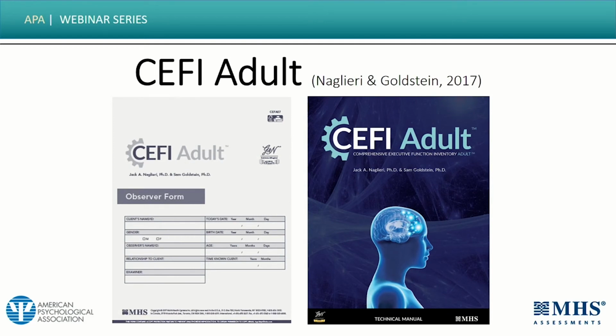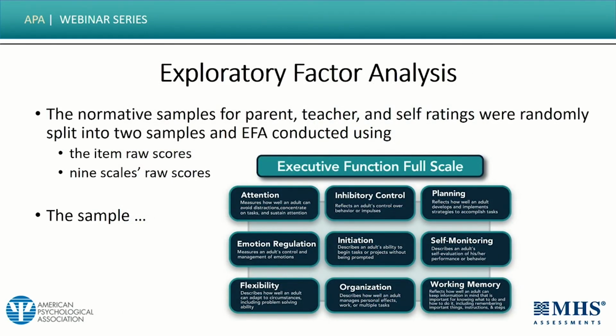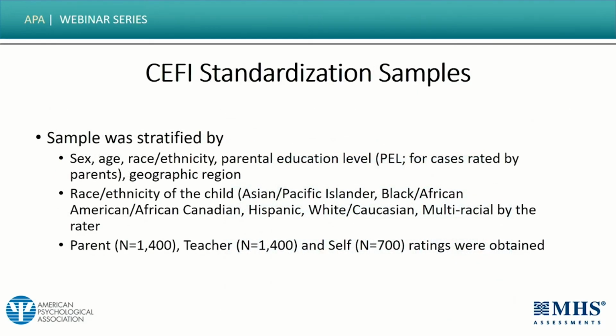Now, just to tell you a little bit about how we went about conducting this research, we created the CEFI and the CEFI Adult using many of the kinds of things that people talk about when they talk about executive function. And as this list here, these 9 areas shows: attention, inhibitory control, planning, emotional regulation, initiating and self-monitoring, flexibility, organization, and working memory. So we have written items according to these particular areas. And of course we have all the items as a whole. So what we did was we used our standardization sample.